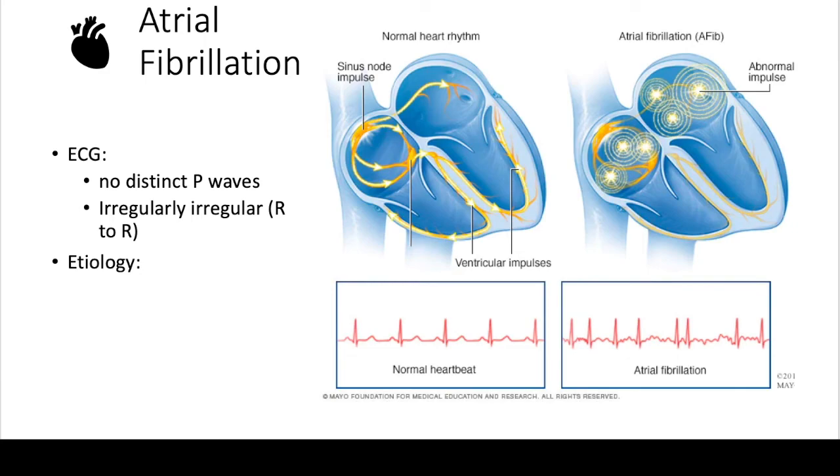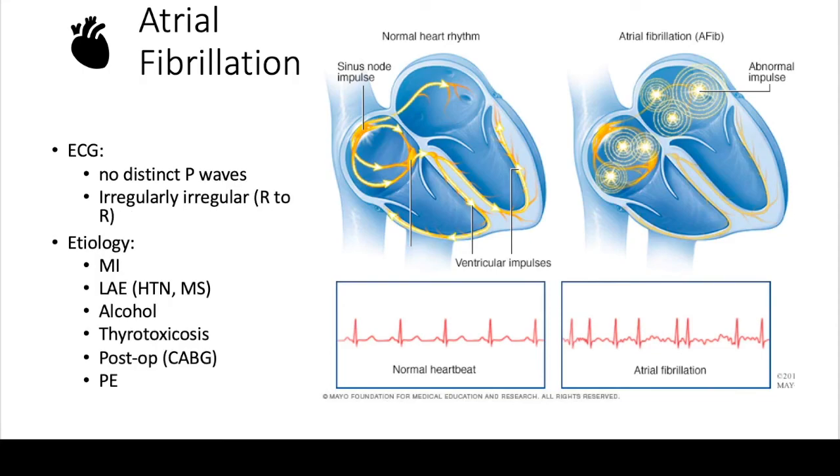And that's because there are multiple foci in the atria causing these depolarizations, so you don't have a clear distinct P wave, and those foci go through into the ventricle at irregular intervals, causing these irregular QRS complexes. The main etiologies that can cause this are infarction, hypertrophy of the left atrium due to either hypertension or mitral stenosis, alcohol, thyrotoxicosis, patients that have had surgery such as a CABG, and also PE.